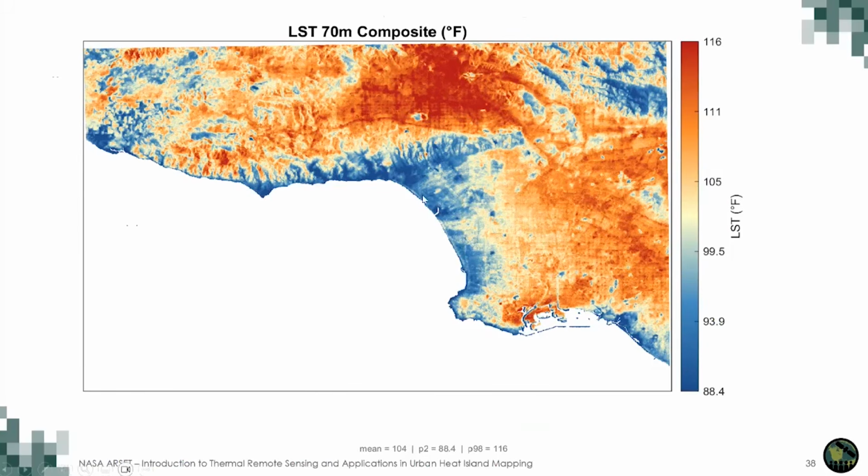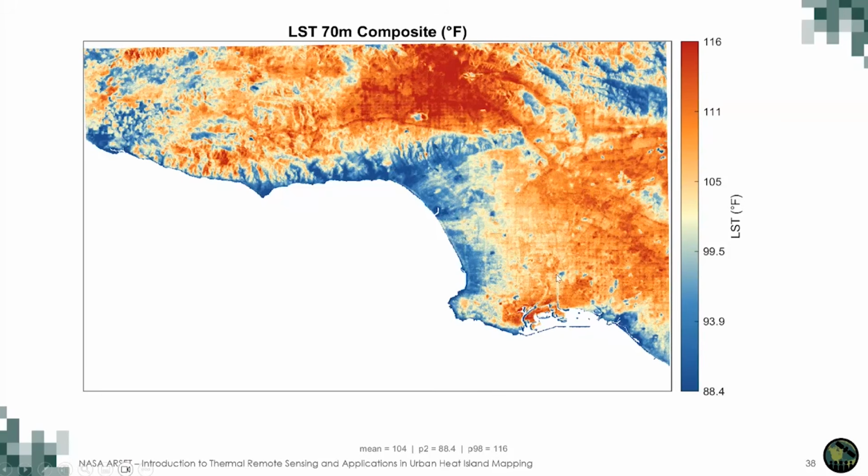You can see strong gradients here along the coastline, having much cooler temperatures, and then increasing to much hotter temperatures in the interior urban areas. This was acquired at 4 p.m. in the afternoon, so one of the hottest parts of the day. Also, you notice that there's no cloud artifacts in this image. So there's a very nice clear sky day, which is why I chose this image.